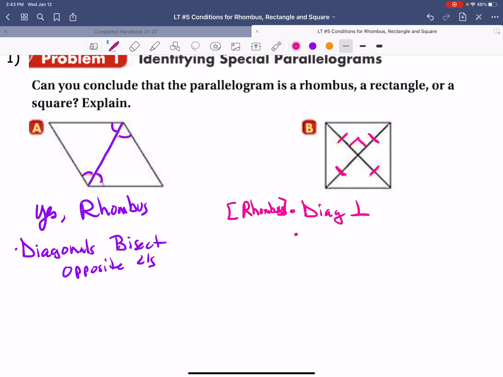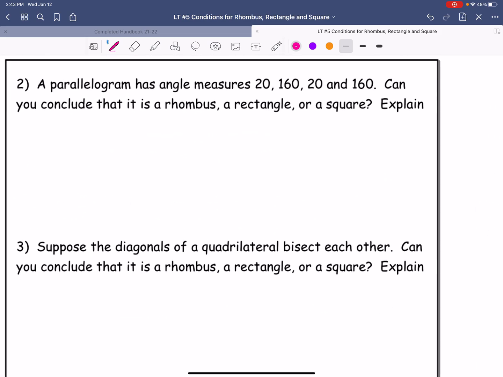In a parallelogram, we do get diagonals bisecting each other, but especially in a rectangle, we get that all four of those segments are congruent. And that is because diagonals are congruent in a rectangle. So because this figure is showing properties of both a rhombus and a rectangle, we have that it is a square. Because a square is both a rectangle and a rhombus. Let's go to the next page.